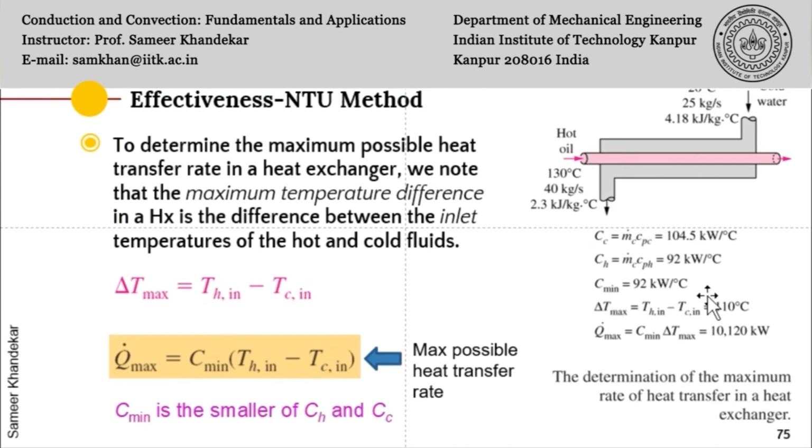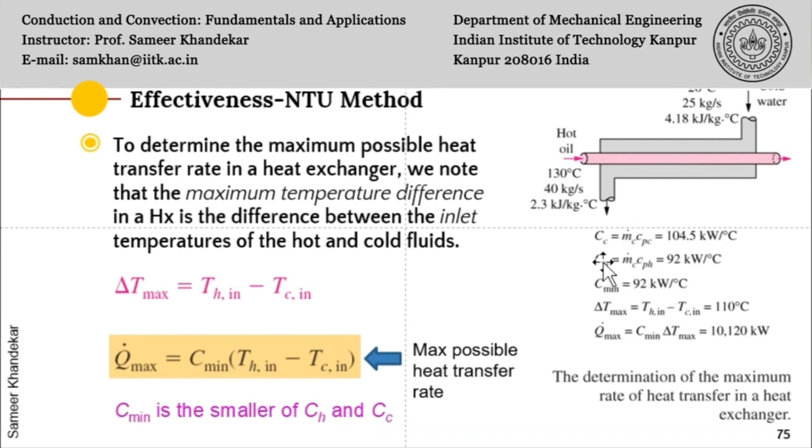So here is a small example on the right. In this case, 40 kg per second of hot fluid is going inside a heat exchanger. This is a pipe in pipe heat exchanger, which is counterflow in nature. The mass flow rate is given, the specific heat is also specified here, and it enters at 130 degrees. You have some cold water available from the ambient at 20 degrees centigrade at 25 kg per second, and it is water, so its specific heat is 4.18, and this is hot oil.